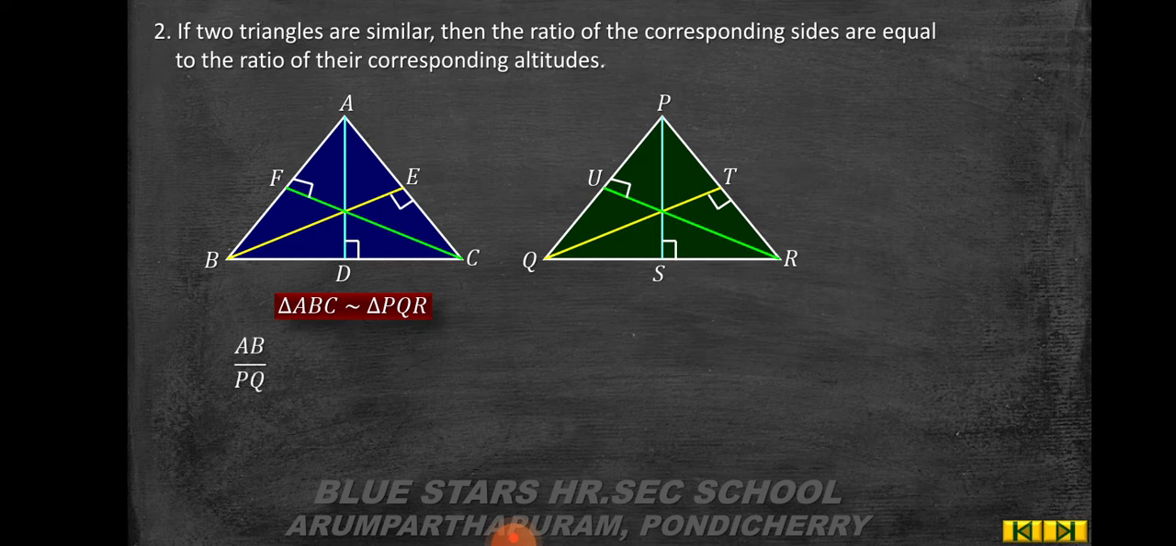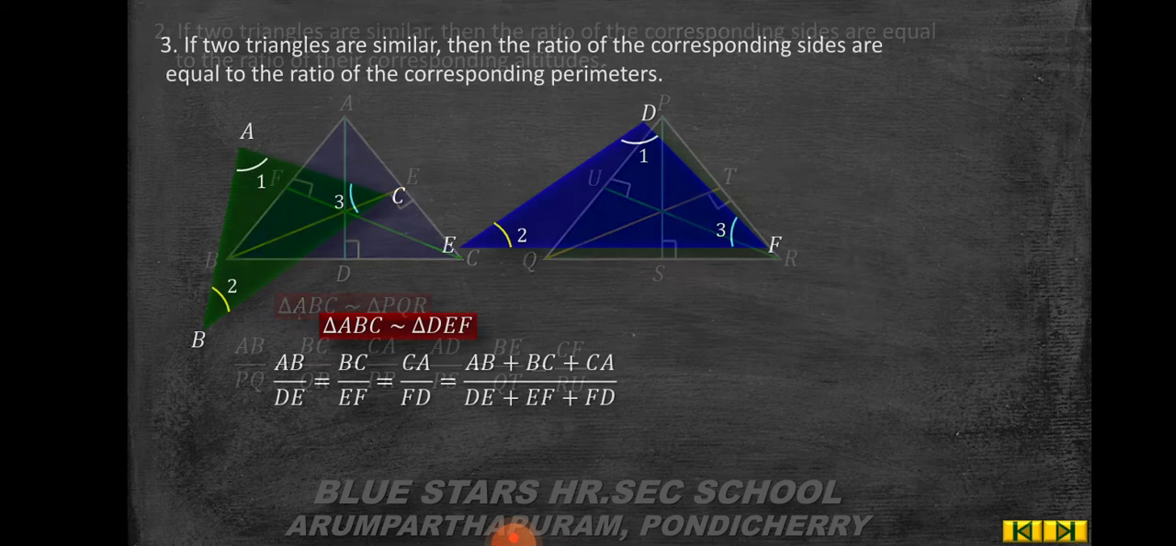So, AB by PQ is equal to BC by QR is equal to CA by RP is equal to AD by PS is equal to BE by QT is equal to CF by RU.